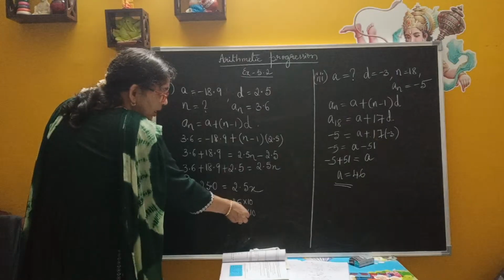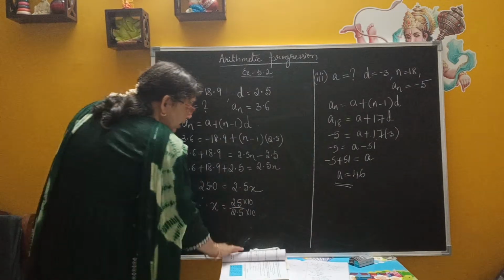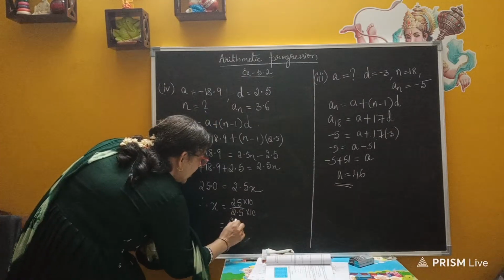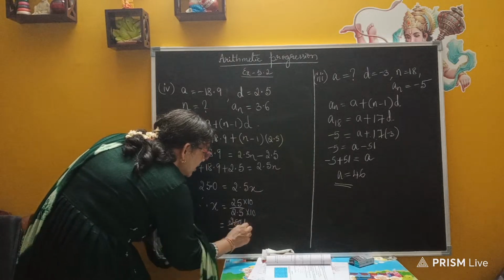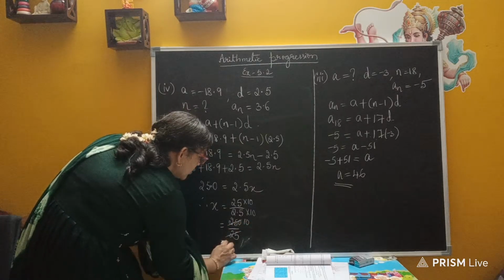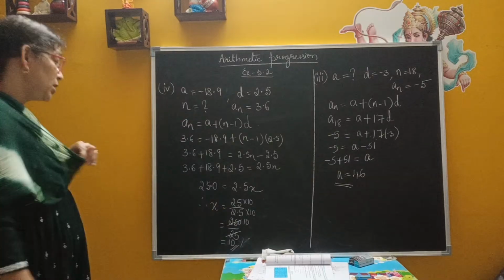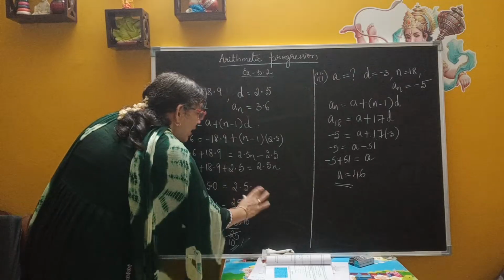For 2.5, multiply by 10 for both numerator and denominator. You can do it directly also if you are perfect in calculation. Or else convert this into a whole number. 2.5 into 10, we get 25. Here we get 250. 250 by 25, what do we get? 25 tens are 250. So it is equal to 10. So what is your conclusion? It is not x, it is n.